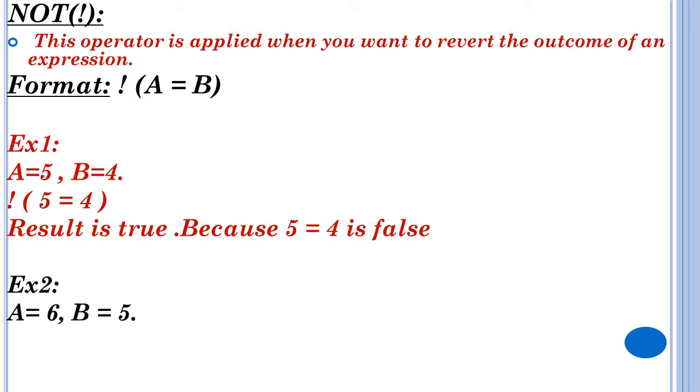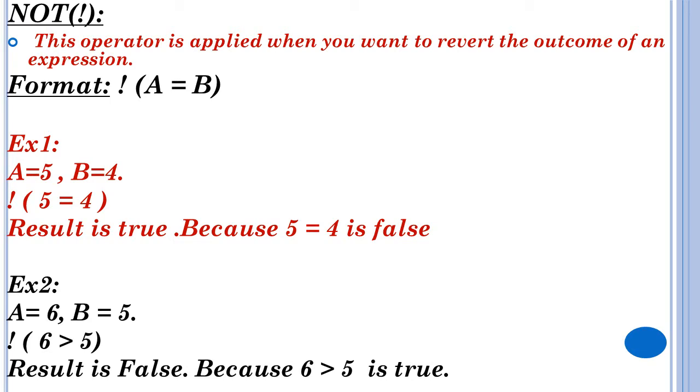Second example: A equals 6 and B equals 5. 6 is greater than 5. Yes, 6 is greater than 5, correct. But what will the result be? This is a NOT expression, right? So what result will you get? You will get the result as false. Why? Because 6 is greater than 5 is true, so you will get the result as false.